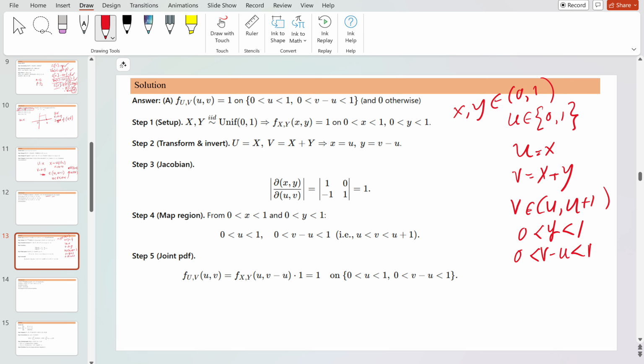Okay, so when you try to solve this, f of X,Y is simply equal to 1, X is between 0 to 1, Y is between 0 to 1. U is equal to X, V is equal to X plus Y, so X is U and Y is equal to V minus U. Okay. Getting my point?